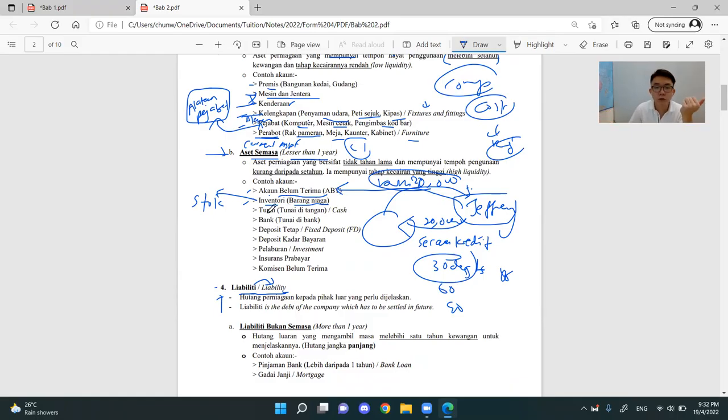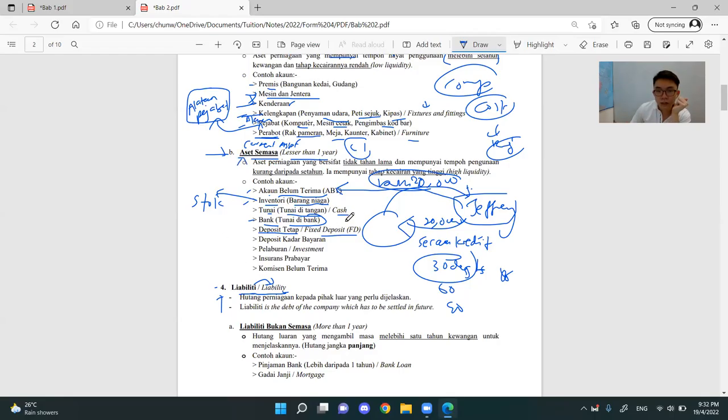Then tunai. Tunai means cash. Bank will be tunai yang di bank. Can you see that? Sometimes the question will say tunai di tangan, meaning the money on your hand, so that is cash. But there is also tunai di bank. When you say tunai di bank, meaning all the money that you have is in the bank. Therefore, we record it as bank account. And then you have the fixed deposit that I mentioned to you. When you have savings in your account as a fixed deposit, dia ialah satu aset semasa juga.